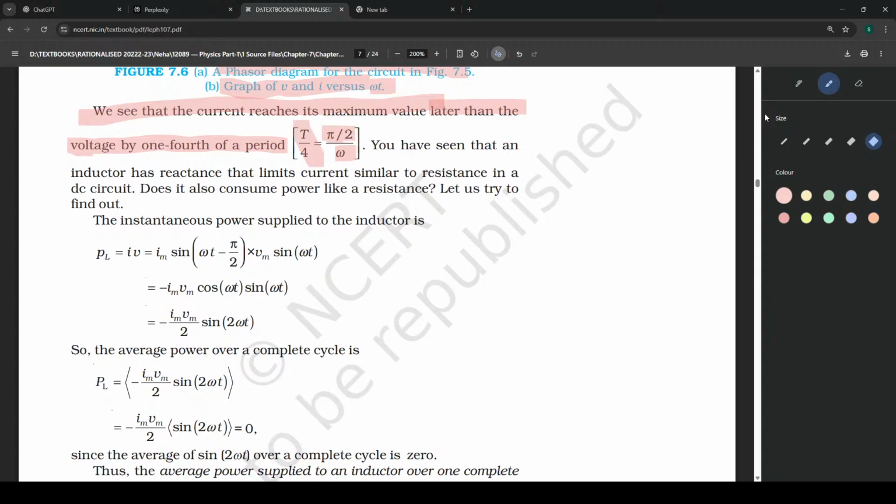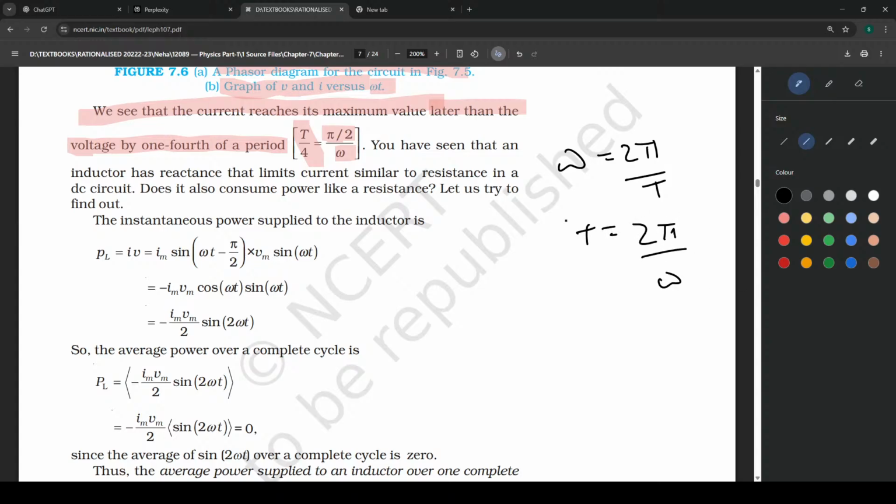pi by 2 omega. How we got that formula is, we know that omega is equal to 2 pi by T. Now T is equal to 2 pi by omega. Now if we divide both sides by 4, T by 4 is equal to 2 pi by 4 omega. The 2s cancel, so T by 4 is equal to pi by 2 omega.